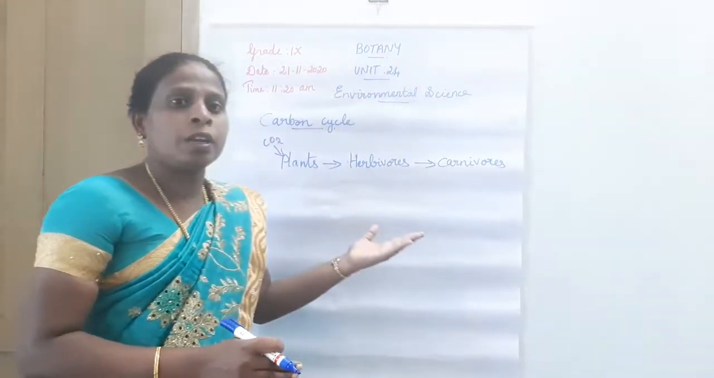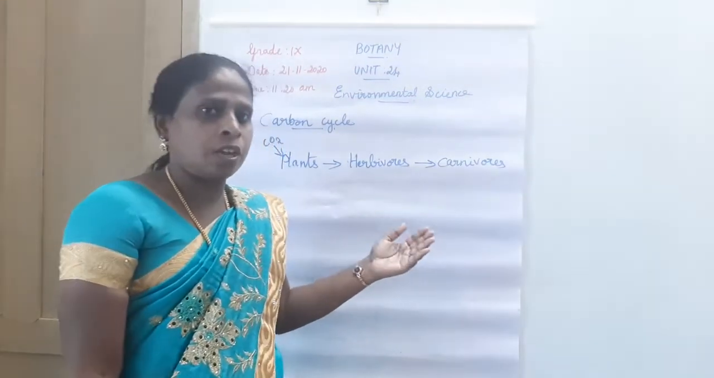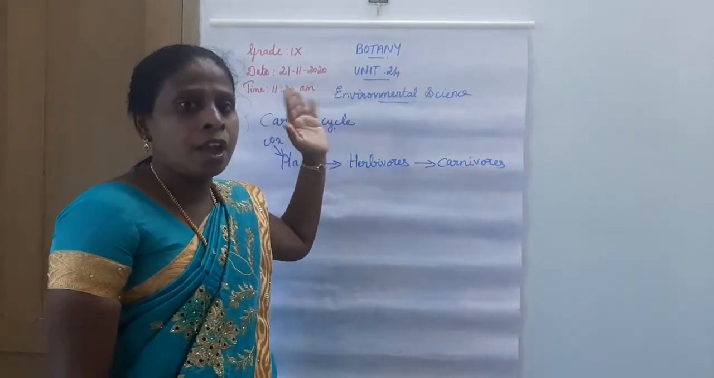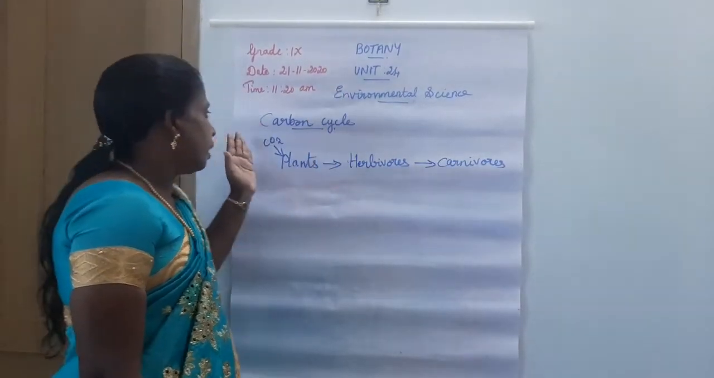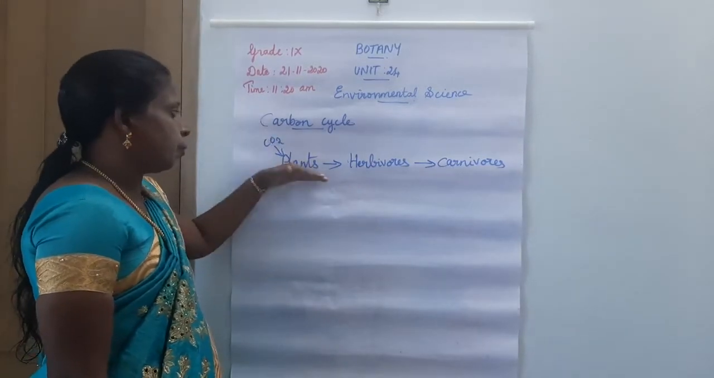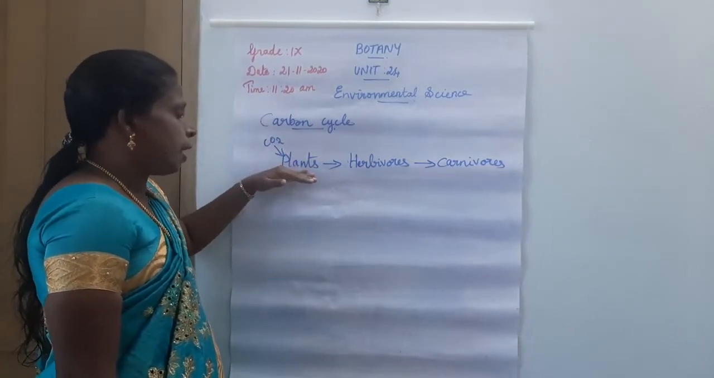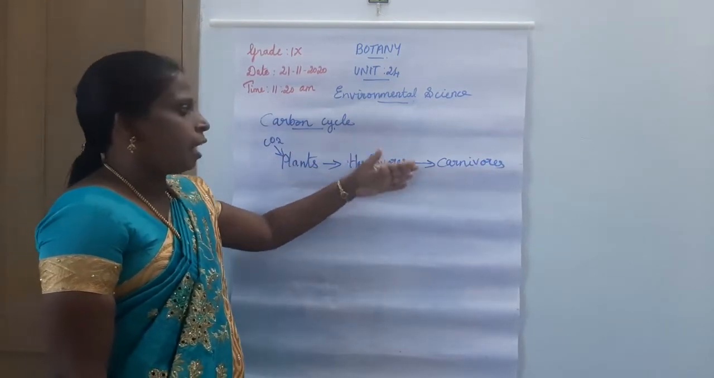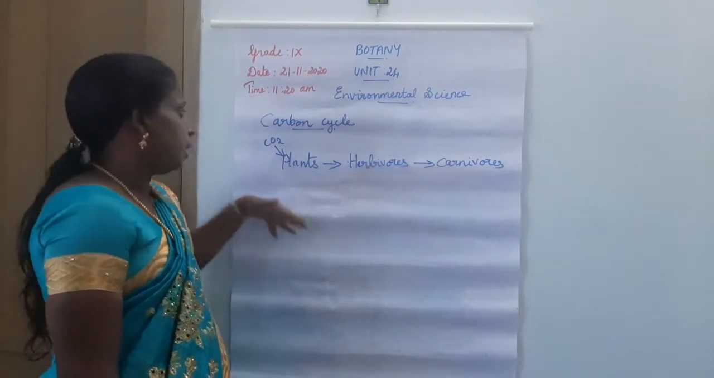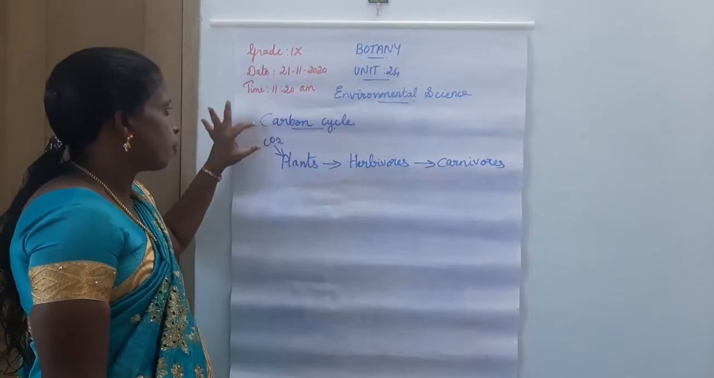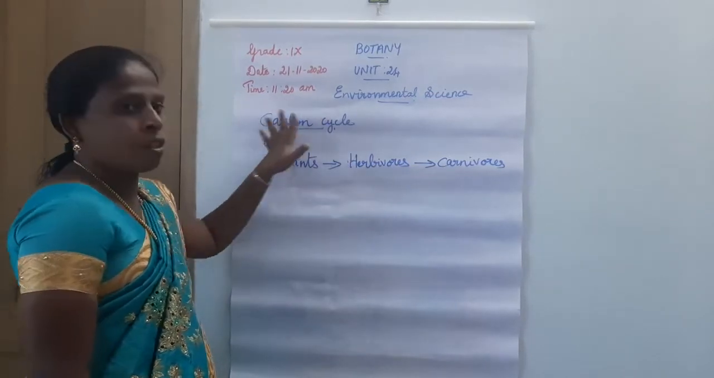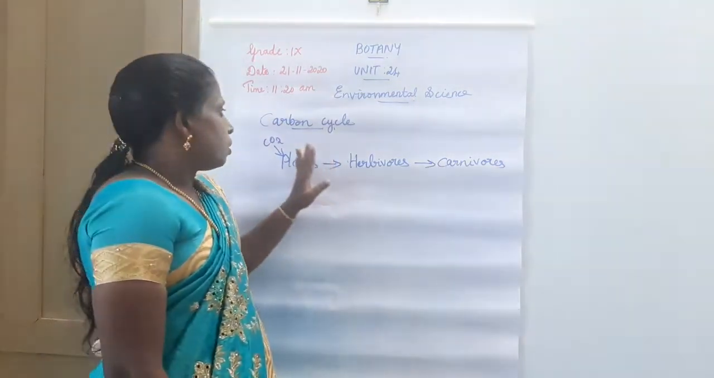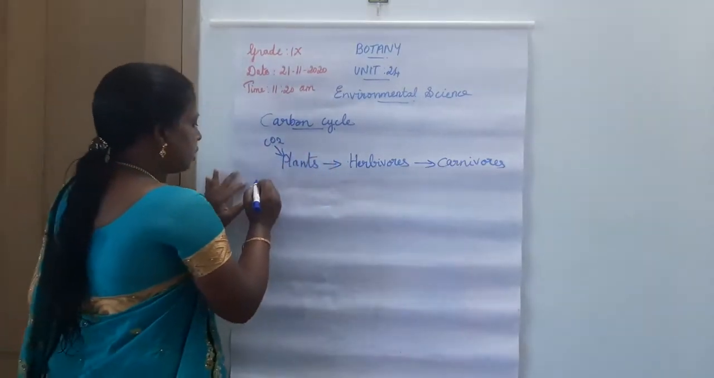During burning of fossil fuel also, carbon dioxide is released to the atmosphere. Again the atmospheric carbon dioxide is taken by the plants by photosynthesis, transferred to the animals, then decomposed, and again released to the atmosphere. This cycle is called the carbon cycle. So next one is adaptation in plants.